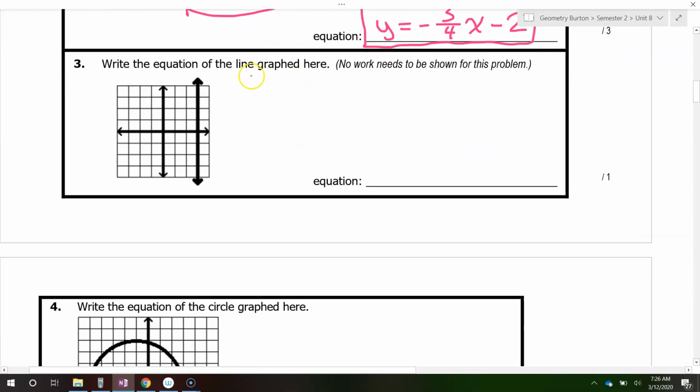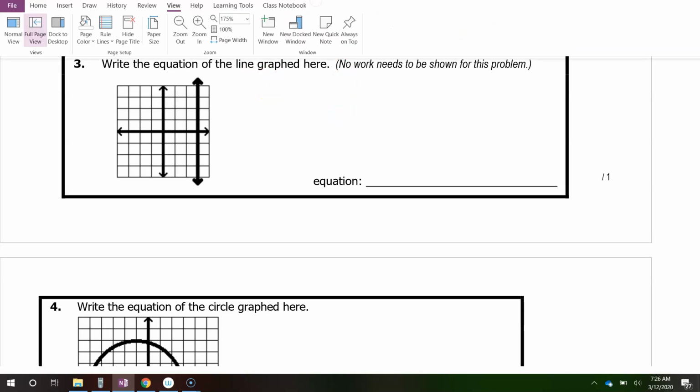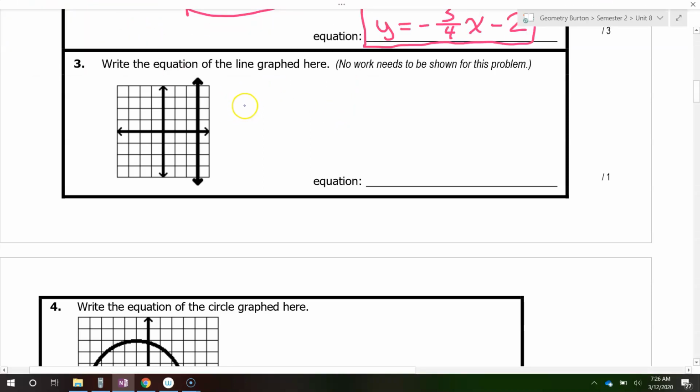Write the equation of the line graphed here. No work needs to be shown. Well, of course it doesn't. Vertical lines always have the equation x equals something, x equals a number. And this vertical line is at 3. So the equation will simply be x equals 3. If this had been a horizontal line, for example, then it would be y equals 3. But it wasn't. Whoa, too far.